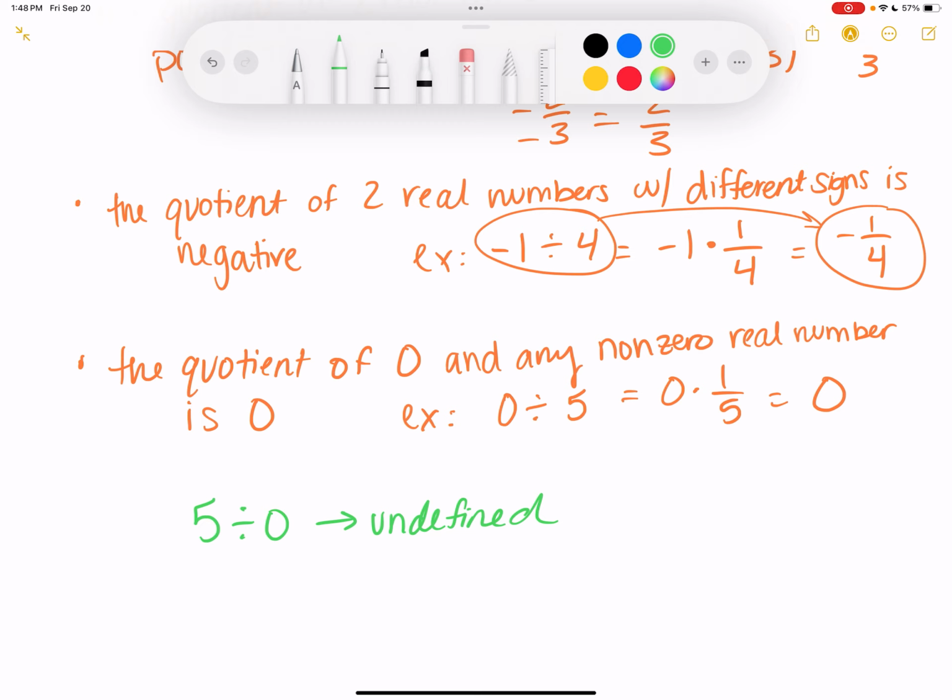Isn't that like an easy question? Like if it has 0, it's just undefined. Could be. You never know. Maybe it'll be an extra credit question on your quiz. Oh, okay. Sometimes I do stuff like that. All right.